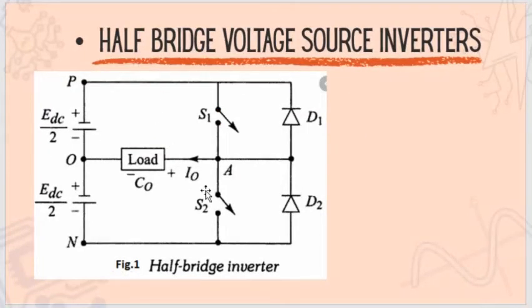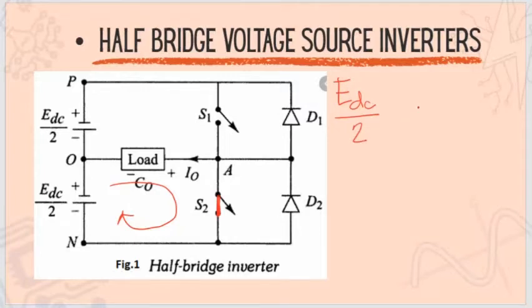If we consider S2 to be on and S1 to be off, S1 is off, so there will be a closed loop here. The loop entering to the negative of a battery is positive, so we have positive E DC all over 2.